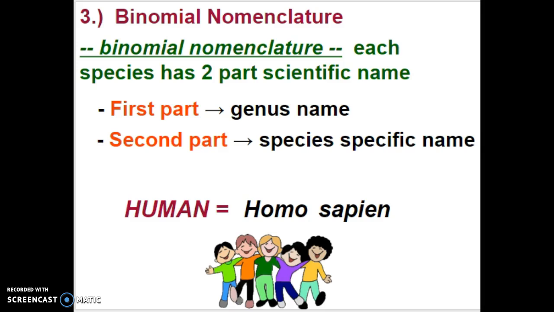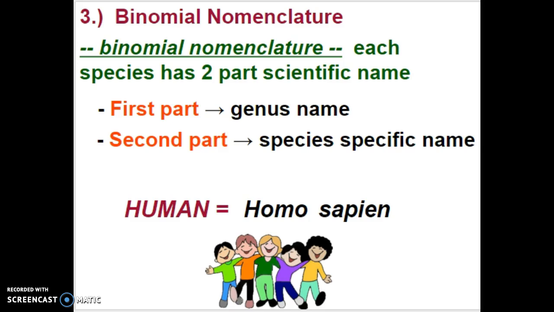It's a really big, weird word, but if you split it up into its Latin roots, you'll understand what it means. Bi, of course, means two. Nomial is referring to a name, and nomenclature means naming system. So binomial nomenclature is a two-named naming system. Every species has a two-part scientific name.